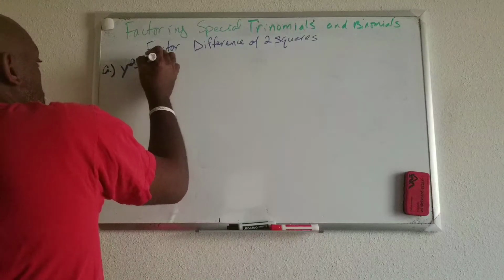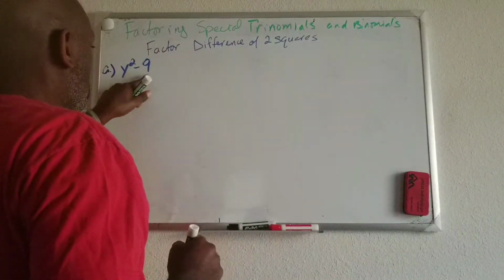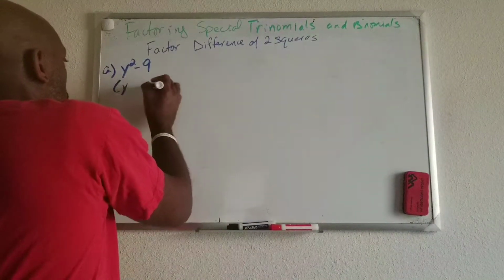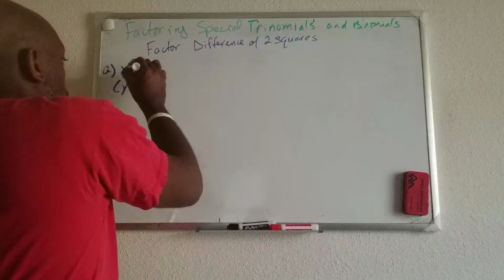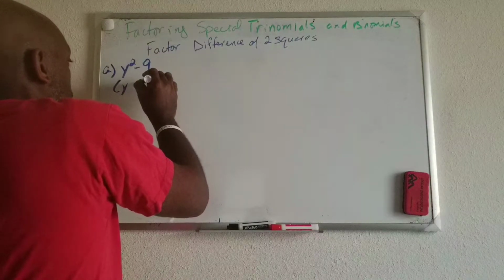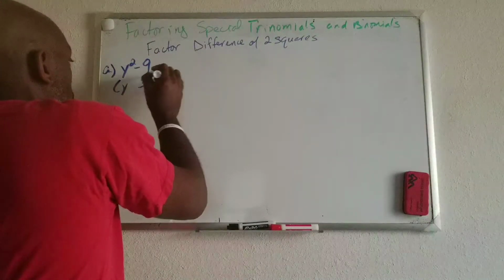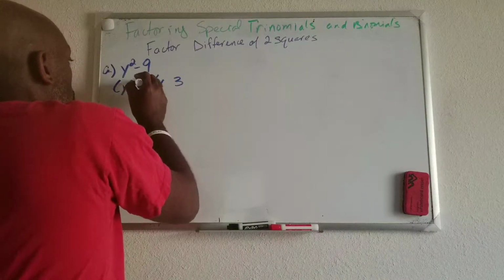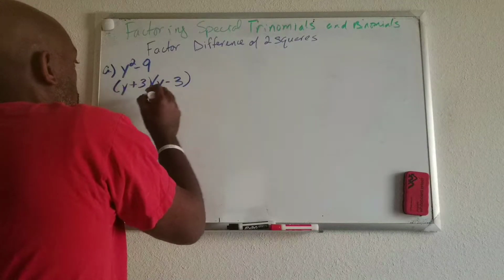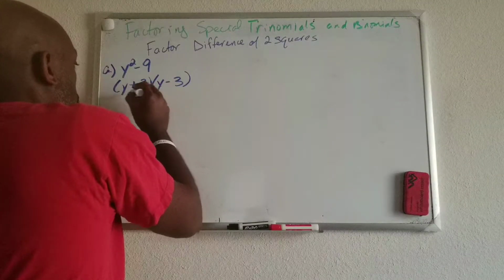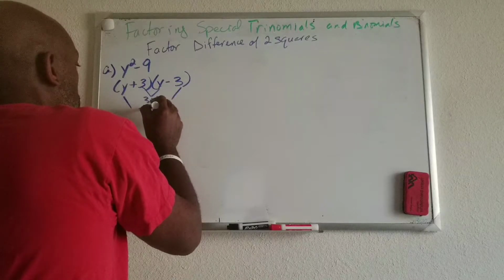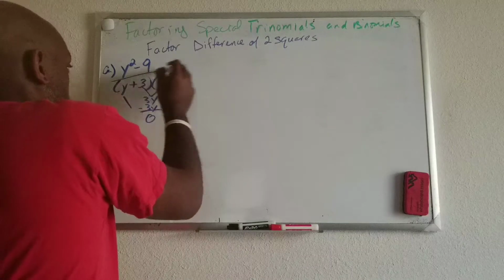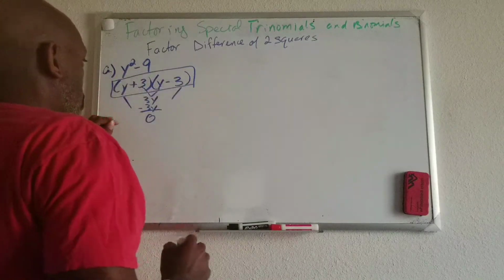So y squared minus 9. This is the difference of 2 squares. This is a square, so we're going to go y. The square root of y squared is y. The square root of 9 is 3. And one will be positive and one will be negative, because when we multiply, the middle term and the last term cancel out to be 0. So that would be your answer.